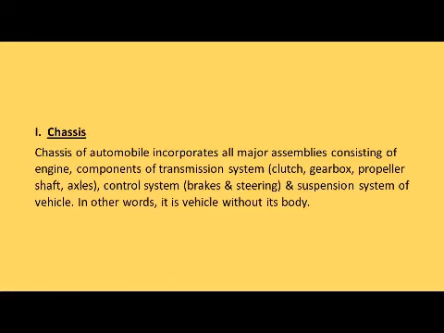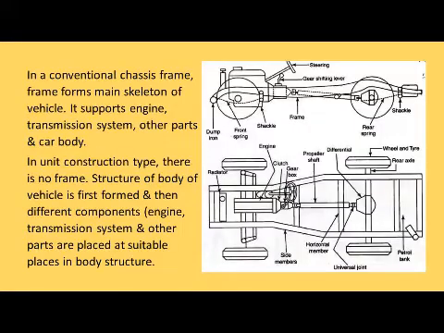So, the first, the chassis. The chassis of an automobile incorporates all major assemblies consisting of the engine, components of the transmission system, that is clutch, gearbox, propeller shaft, axle, control systems such as brakes and steering, and the suspension system of the vehicle. In other words, it is the vehicle without the body. In the conventional chassis frame, the frame forms the main skeleton of the vehicle. It supports the engine, transmission system, and other parts of the car body.